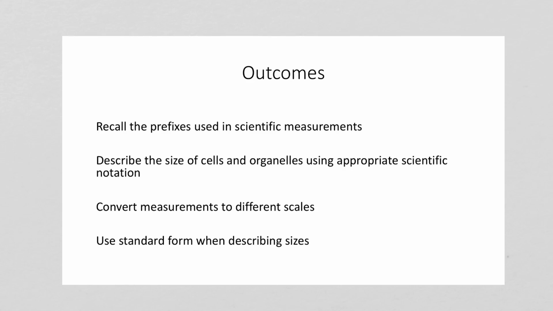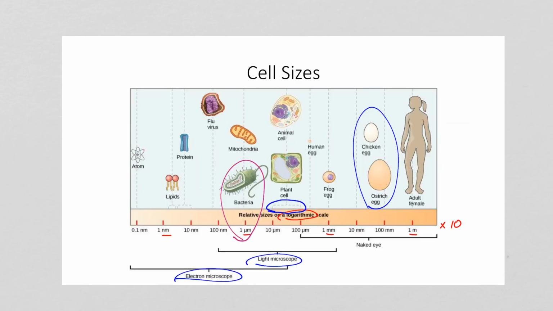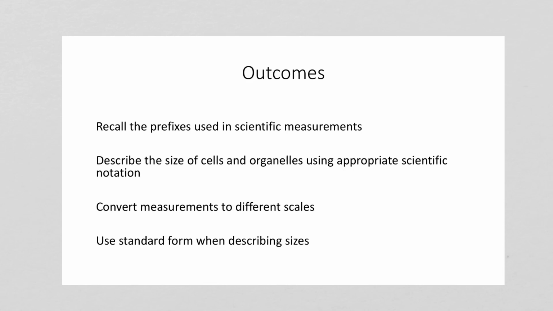Describe the size of cells and organelles using appropriate scientific notation. So talking about cells using micrometers, or if you're talking about really small bits of cell, maybe even nanometers. Convert measurements to different scales. We did that. We remembered our ladder: kilometer, meter, millimeter, micrometer, nanometer. Go down the ladder, multiply by 1,000 every step, go up the ladder, divide by 1,000 every single step, and then use standard form. We did some practice of using standard form as well.